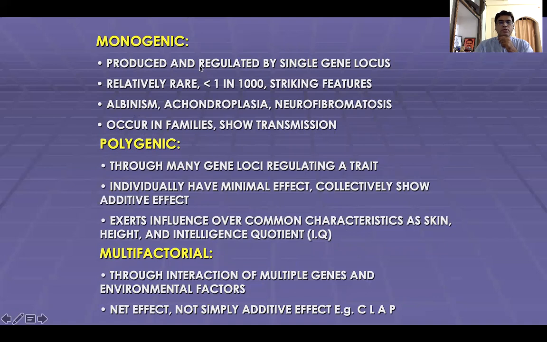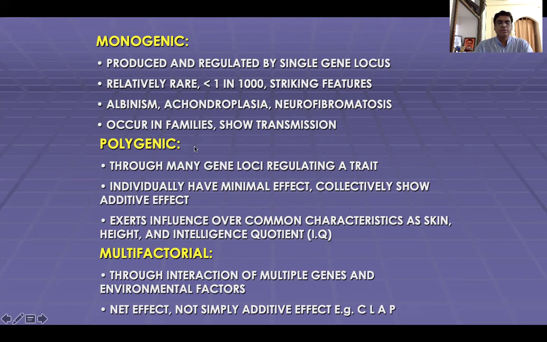The term monogenic means produced and regulated by a single gene locus. This monogenic type of inheritance will be relatively rare, less than 1 in 1000 births, and it will have striking features. Examples given for monogenic inheritance are albinism, achondroplasia, neurofibromatosis, and it occurs in families and shows transmission from one generation to another generation.